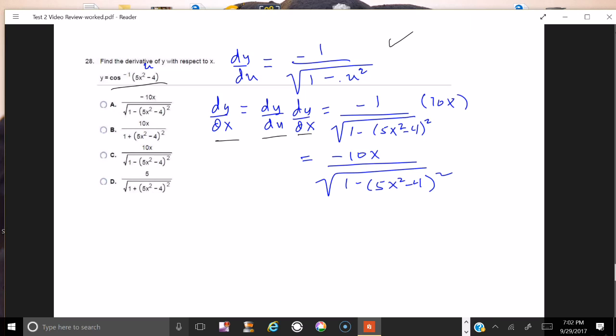So, replacing u with 5x squared minus 4, we get minus 1 over the square root of 1 minus (5x squared minus 4) quantity squared, times the derivative of u, which is 10x. So finally we get minus 10x divided by the square root of 1 minus (5x squared minus 4) squared, and that is answer A.